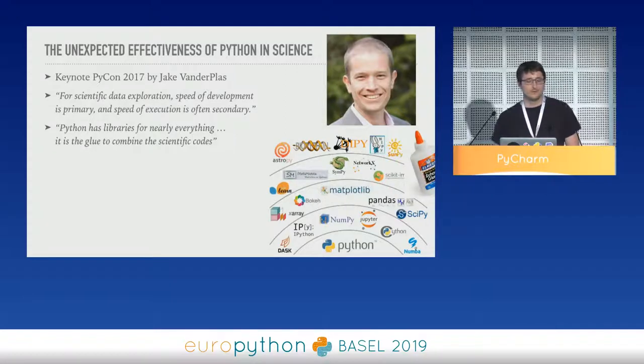And I have two other quotes from Jake VanderPlas from the PyCon keynote in 2017 in the same vein, saying, for scientific data exploration, speed of development is primary and speed of execution is secondary. And also in Python, we have these libraries for nearly everything. And Python is the glue that combines the scientific codes together. So we have these thousands of Python packages that implement all kinds of methods.